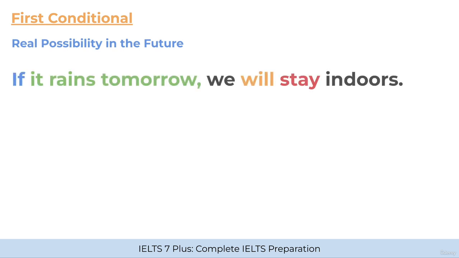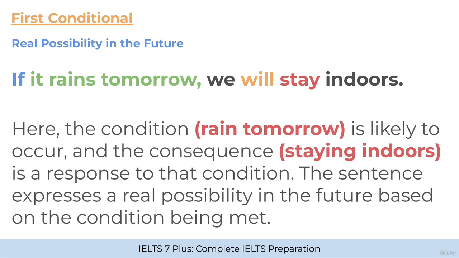Okay, another one. If it rains tomorrow, we will stay indoors. So the condition, rain tomorrow, is likely to occur, otherwise you wouldn't probably be thinking about it or speaking about it. And if this happens, well, the likely and probable outcome is that the staying indoors will happen as a response, as a reaction to this. So this is a real possibility on this condition being met. So if it does rain, then it's highly likely that the subject will stay indoors here.